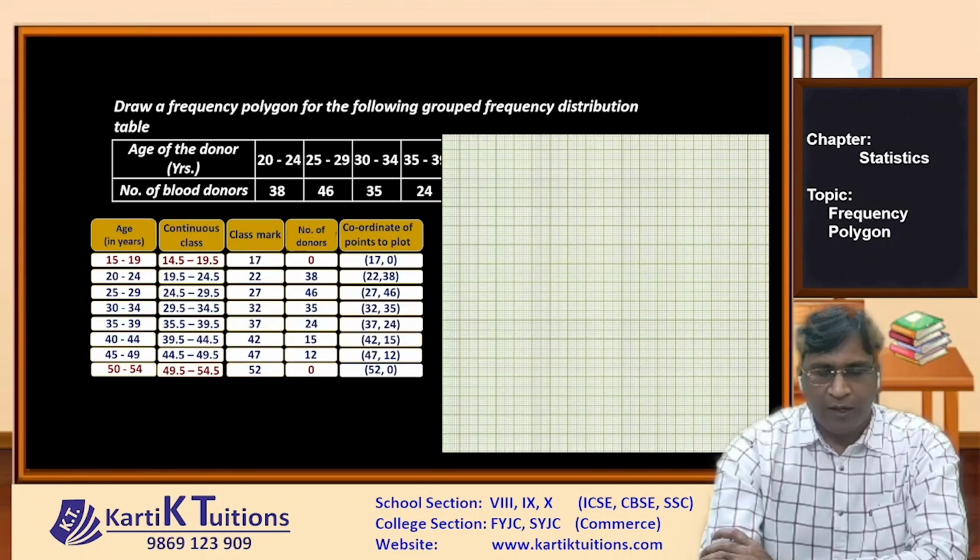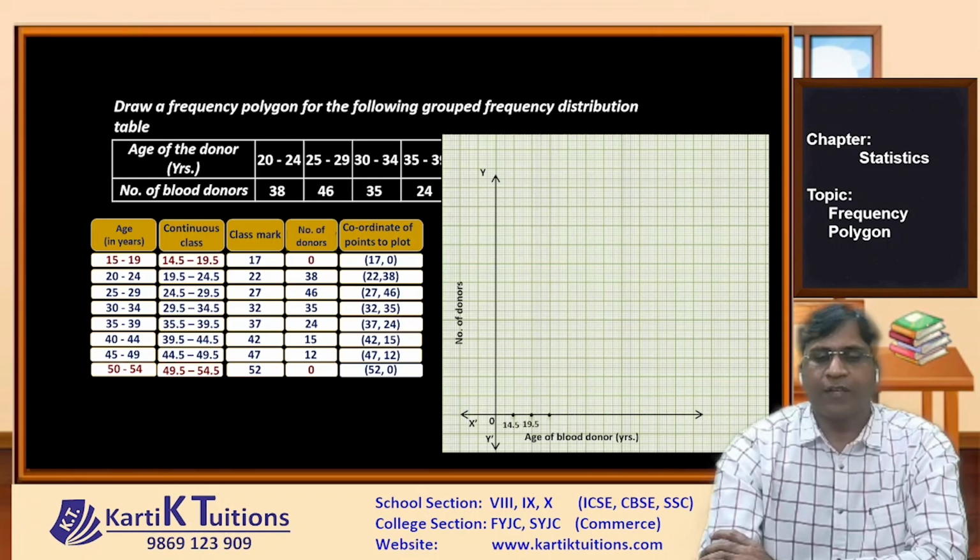Now moving towards the graph. See here. Again on a graph paper, we are going to draw the x-axis and y-axis. This time too many classes are there, so we cannot take 2 centimeter. So I have taken 1 centimeter for the classes to be represented on x-axis. So age of blood donor will come on x-axis, and number of donors will come on y-axis. Now here from first centimeter I am starting. It is starting from 14.5 and so on.